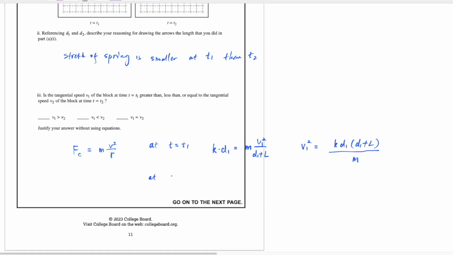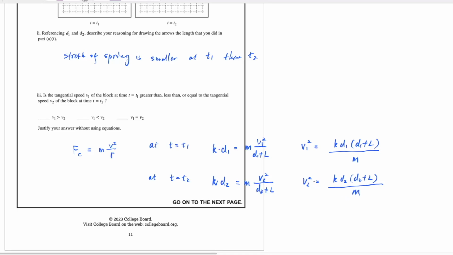At T equals T2, the spring force is K times D2, that is M V2 squared over D2 plus L. So V2 squared is K D2 plus L over M.